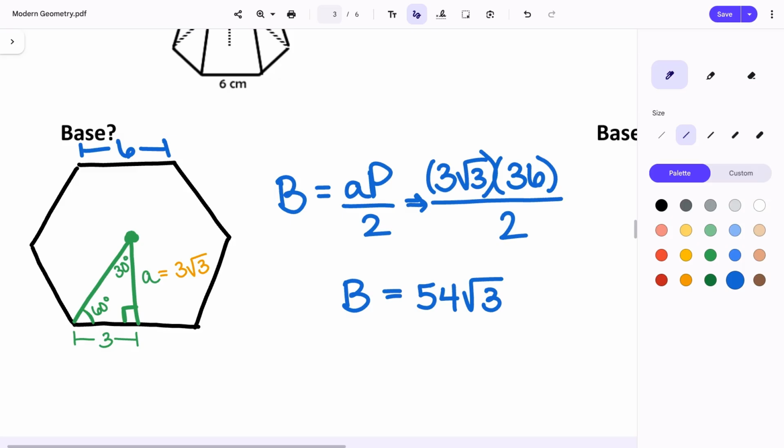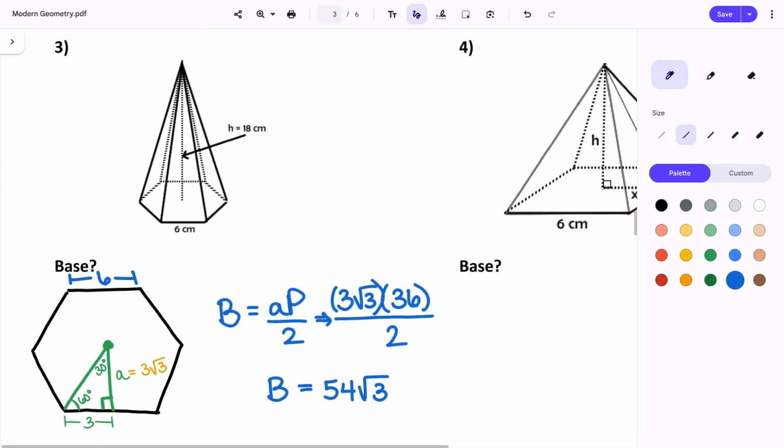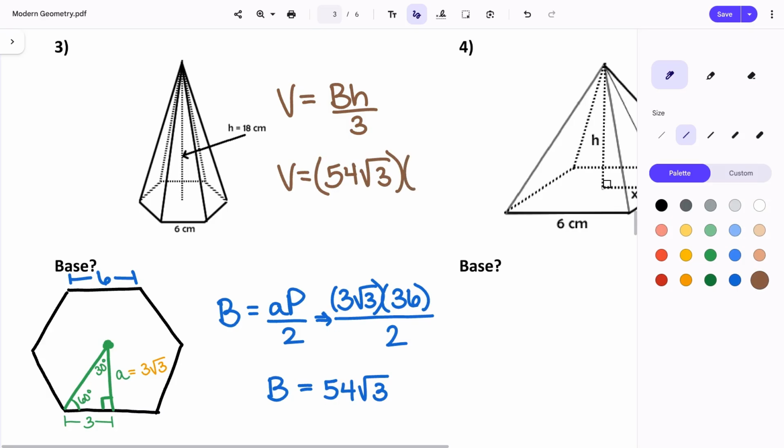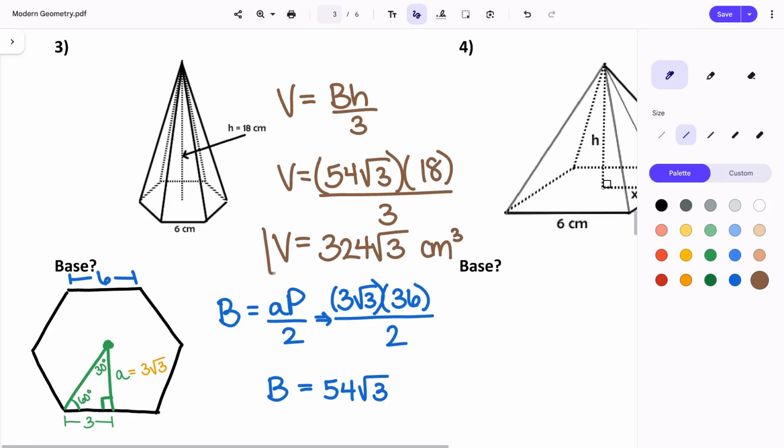Now we go backwards to our original pyramid here, and my volume formula is what we need to finish off with. So in for B, we can put in that 54 square root of 3. What's the height of the pyramid? 18. Good, 18. And then if we divide by 3, what do we get? 124 squared. Very good, centimeters cubed. There's your final answer.